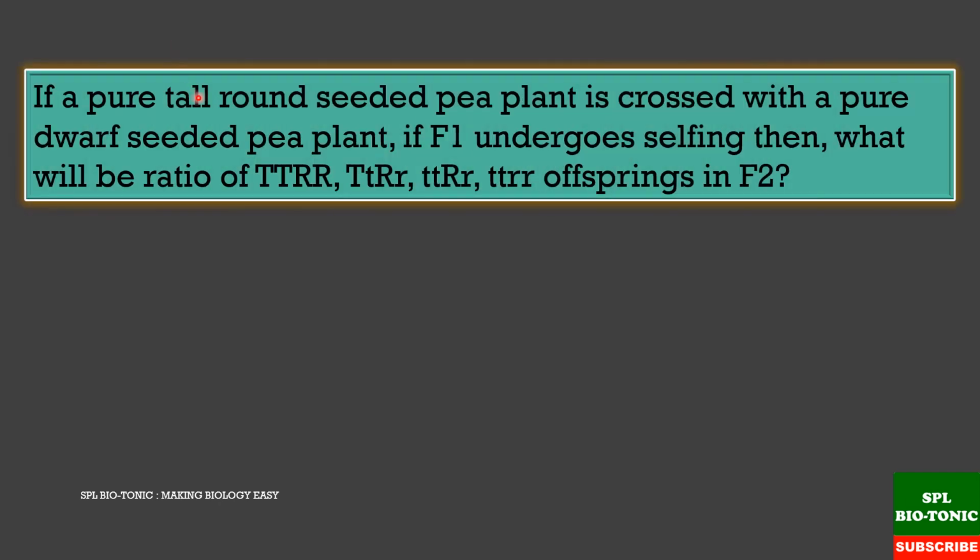In today's session, we'll talk about the law of independent assortment. We'll start with one example. Say a pure tall, round-seeded pea plant is crossed with a pure dwarf, wrinkled-seeded pea plant. If F1 undergoes selfing, then what will be the ratio of TTRR, TtRr, ttRr, and ttrr offspring in F2?